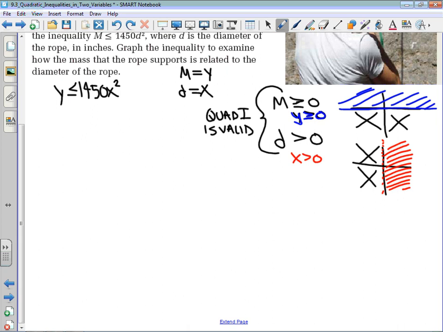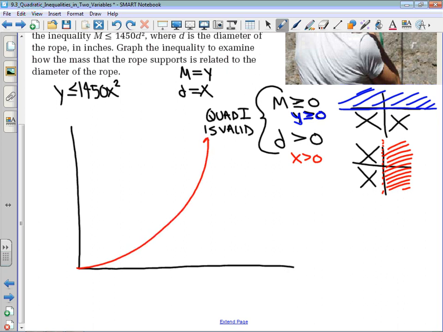So I'm going to make a nice big graph here. And then what we're going to do is plot a few points. We know this is a quadratic that opens up. It opens up quite quickly because it's 1,450. But to try to make this a little bit simpler to visualize, I'm going to draw y equals just kind of a parabola. And then I'm going to find a few points on it, just so we have some idea of the scale of this. Well, this point down here would be 0, 0.